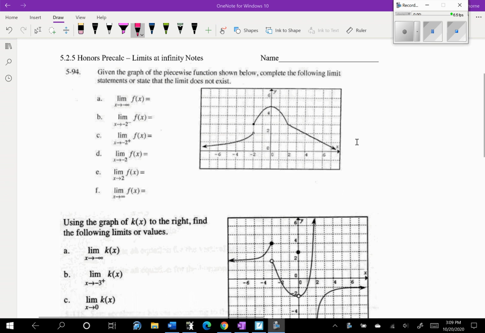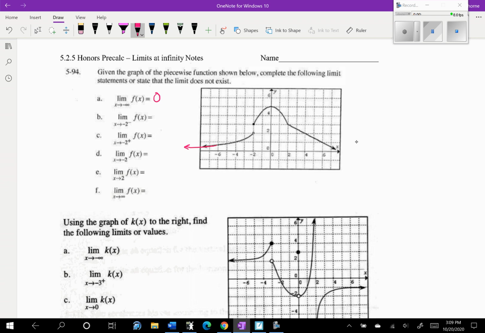So looking at the first problem, we're given the graph of the piecewise function shown below, and we want to find the limit of each of these. So the first one says the limit as x approaches negative infinity. So that means as our x values get larger and larger in the negative direction, where is our graph going to be moving? So if we look at this, you can see that your graph is approaching, it looks like it has a horizontal asymptote at y equals 0. So I would say 0 in this case.